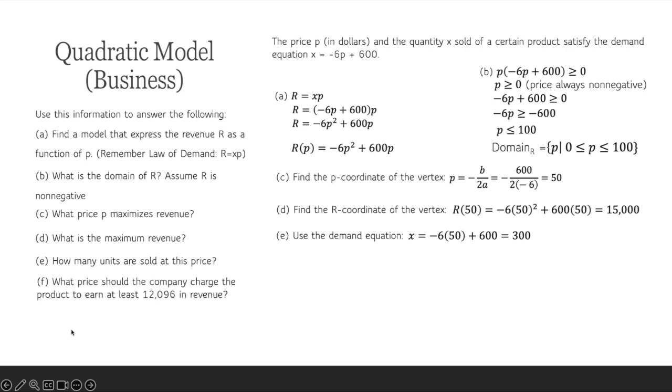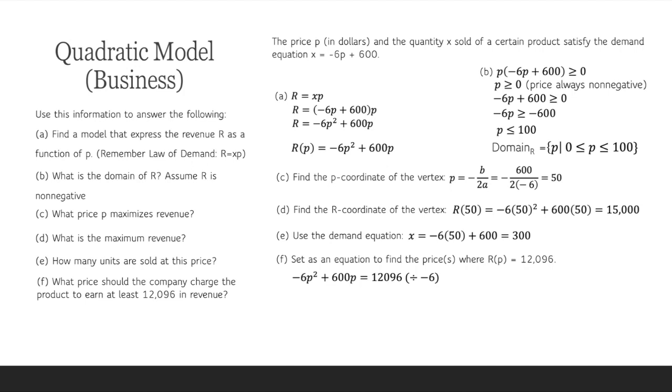Okay, now what price should the company charge for the product to earn at least $12,096 in revenue? So to do that, what you have to do. Now the revenue has to be, they want at least 12,000. Let's start then: set the equation equal to 12,096 and see what the possible values of P are to sell this product.